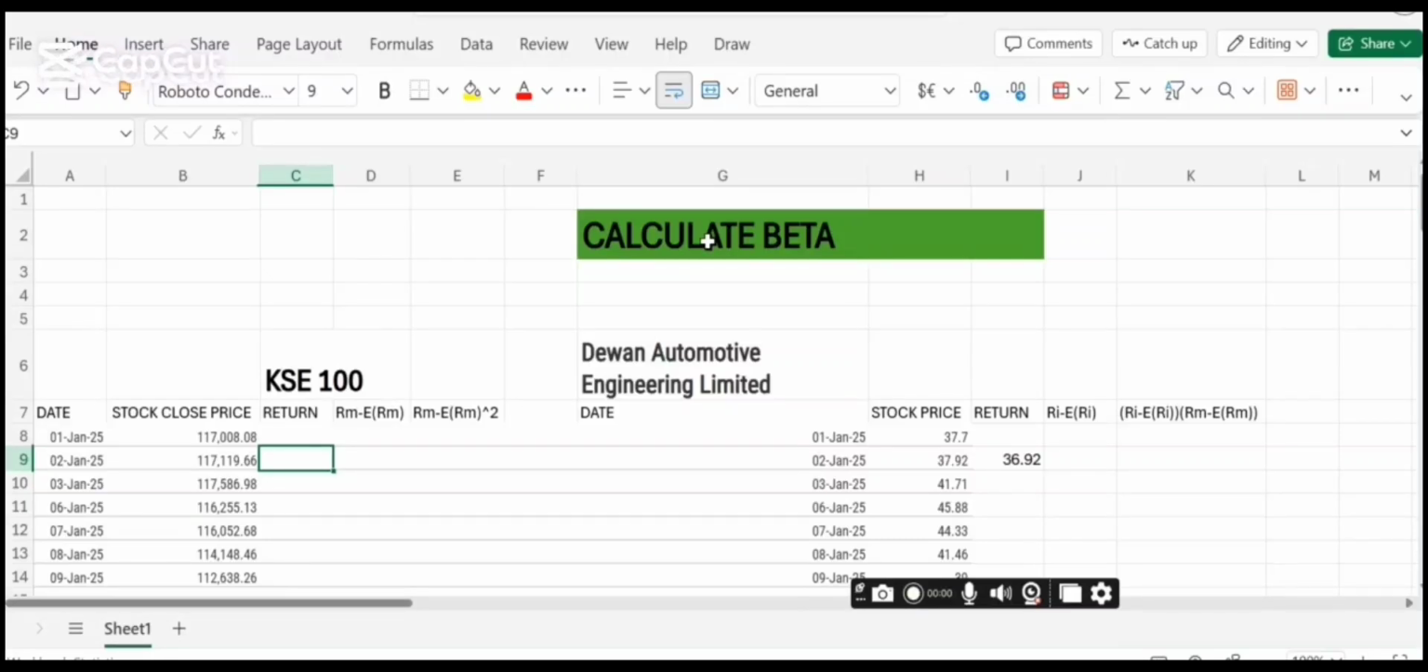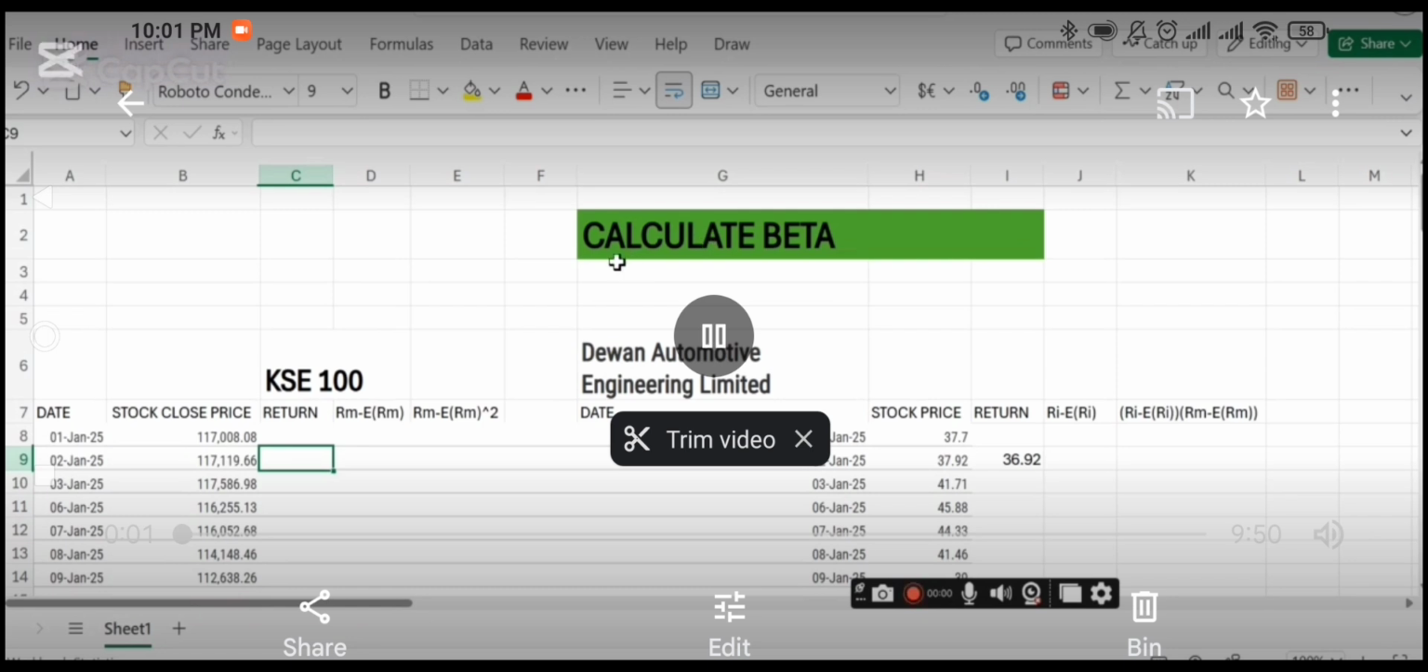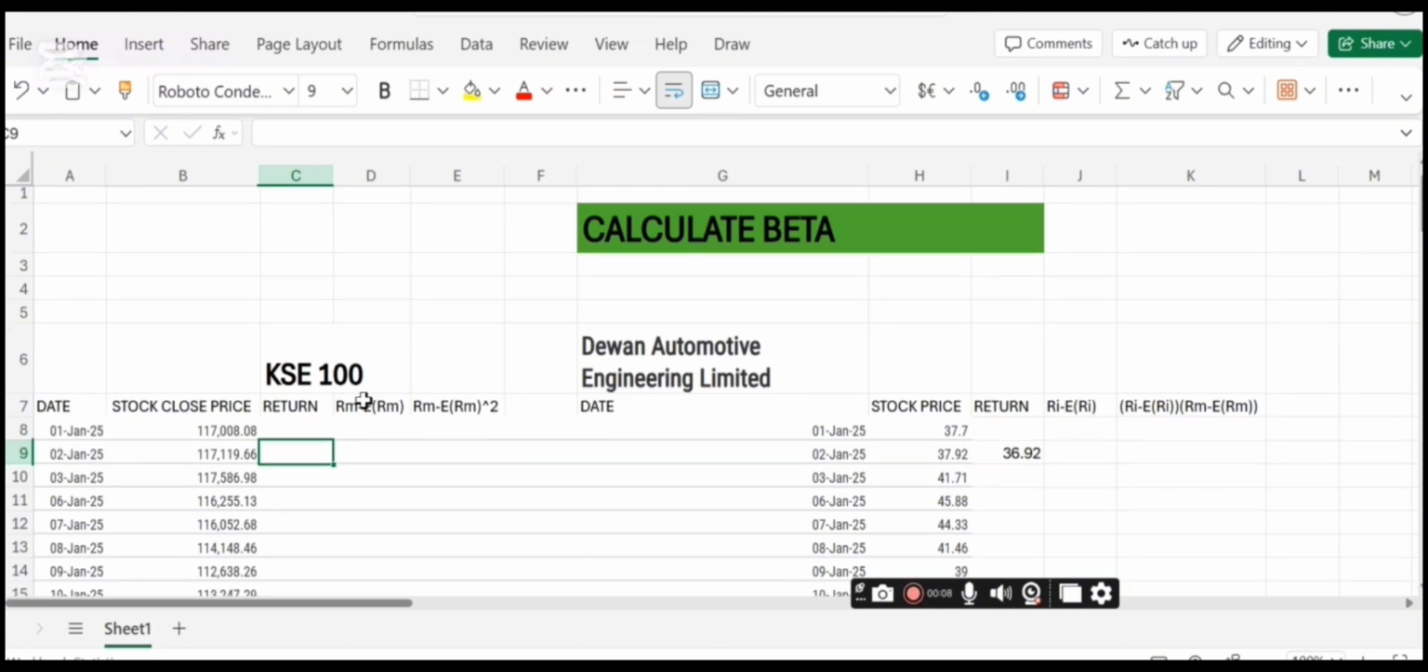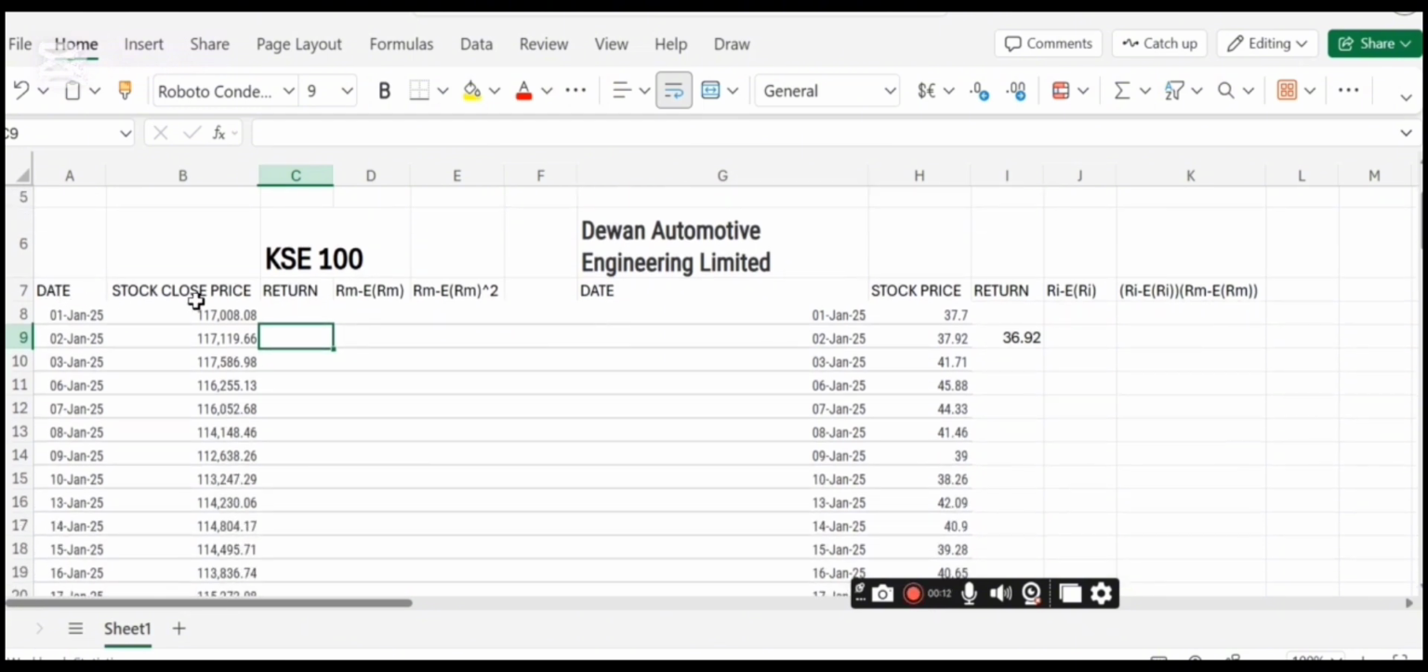Today's video we will discuss how to calculate beta, and we find out the beta of Diwan Automotive Engineering Limited with a time period of 1st January 2025 to 15 April 2025 with the help of KSE 100. First of all, we find out KSE 100 returns and then we calculate Diwan Automotive Engineering Limited's returns. First of all, how to calculate returns.